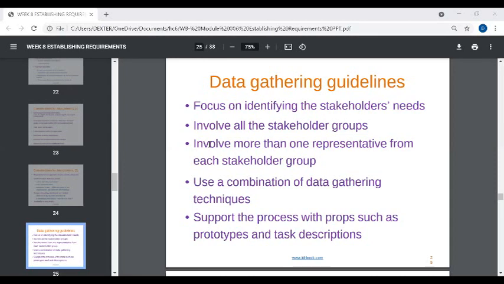Support the data gathering session with suitable props such as task descriptions and prototypes, if available. Since requirements activity is iterative, prototypes or descriptions generated during one session may be reused or revisited in another with the same or a different set of stakeholders. Using props will help jog people's memories and act as a focus for discussion. Maiden recommends the use of mobile technologies and dedicated requirements applications to support requirements activities.